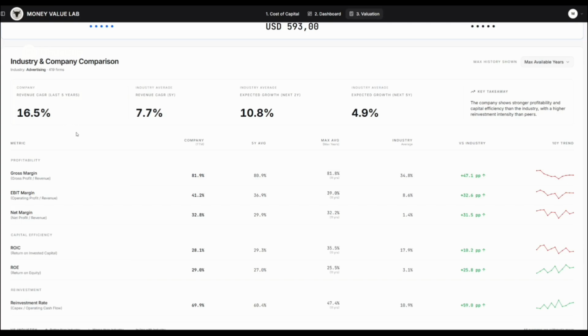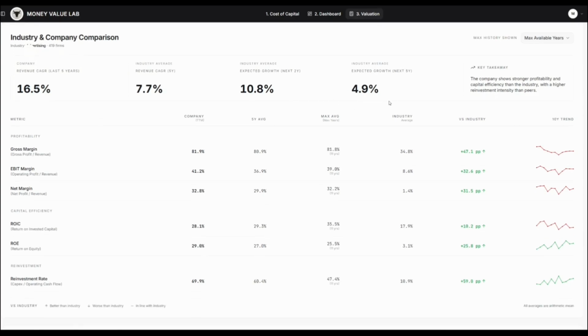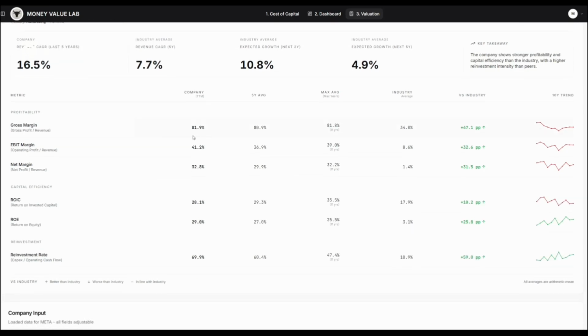Now, in this table, we have AI giving you the industry averages on the right-hand side, and on the left-hand side, you have the company metrics. If we start here, we can see that Meta grew annually 16.5% in the last 5 years, whereas the advertising industry grew only at 7.7%. And if we look at the gross margin, Meta sits at 81.9%, whereas the average company in the industry sits at 34.8%. It's 47 percentage points higher than the average company within the same industry.